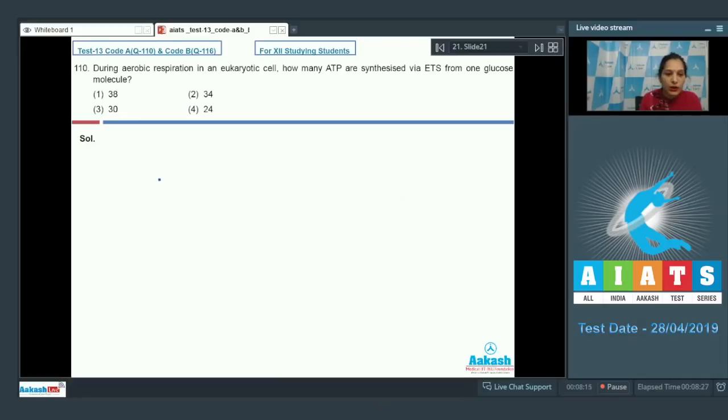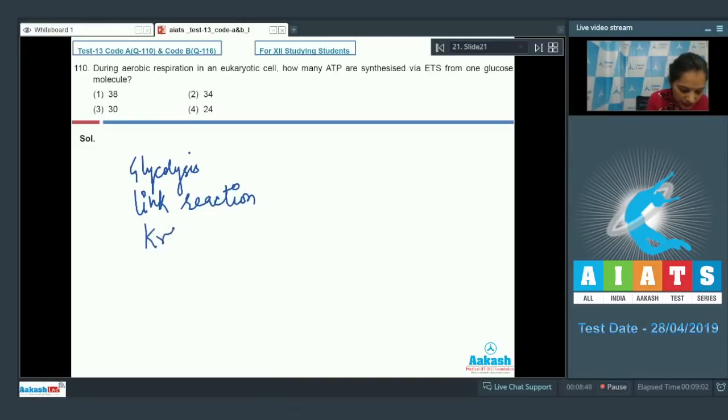So total NADH2 and FADH2 molecules produced during oxidation of one molecule is what? Before solving this question, we should calculate the number of NADH2 and FADH2 produced during the complete oxidation of one glucose molecule. Complete glucose oxidation takes place in 3 steps. First is glycolysis. Second is link reaction. And the third is Krebs cycle.